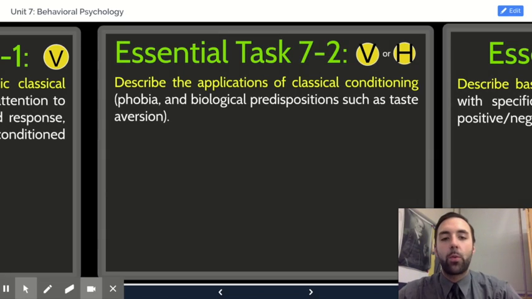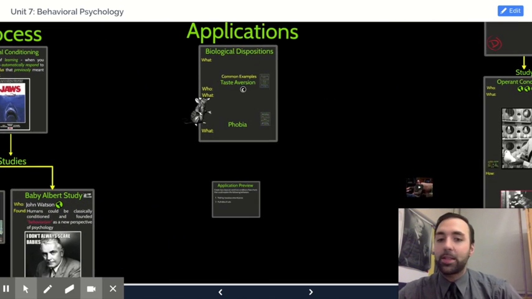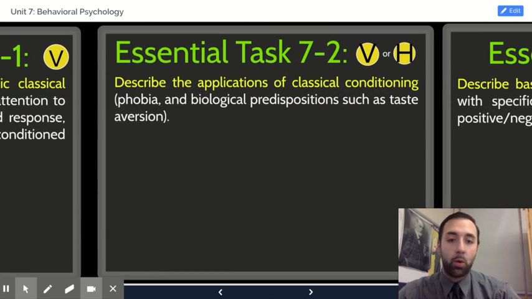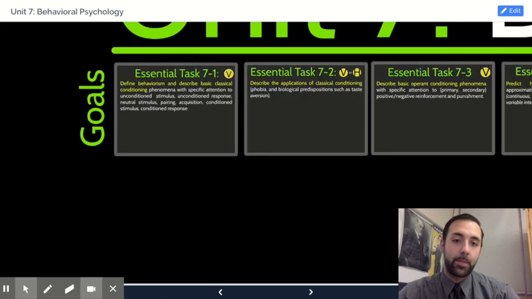In Essential Task 7.2, we are going to take the principles established in 7.1 regarding classical conditioning and identify two real-life examples that apply those basic principles. This concept map is only the one box that you see here under Applications, so you could easily hold your piece of paper vertically or horizontally. I will allow you to pause the video here, though, before proceeding into the concept map.